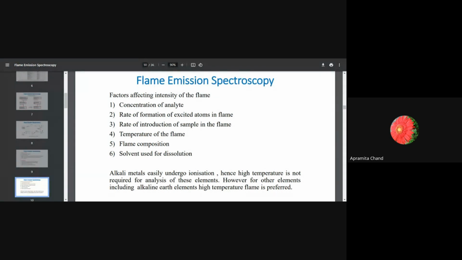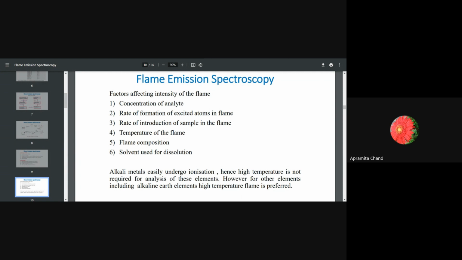And it is to be noted that for alkaline earth metals we can use a high temperature flame and it will be preferred. But if you have alkali metals, they can easily undergo ionization, so high temperature will not be required for analysis of these elements.